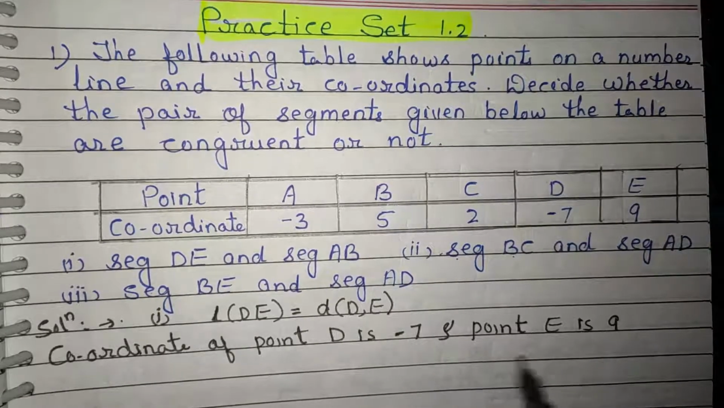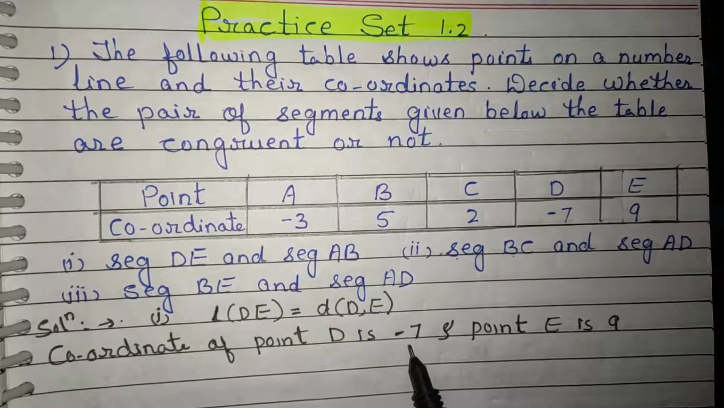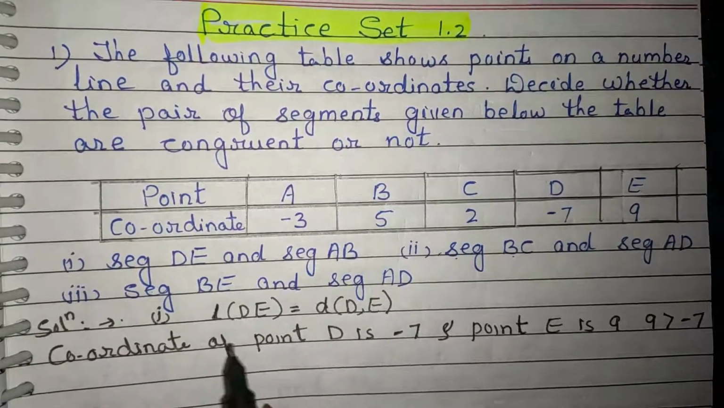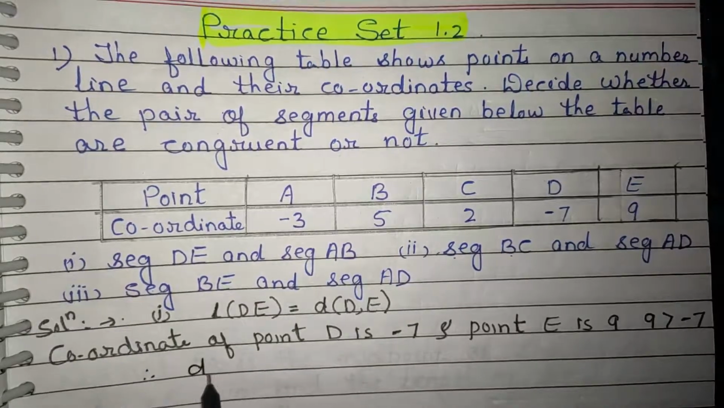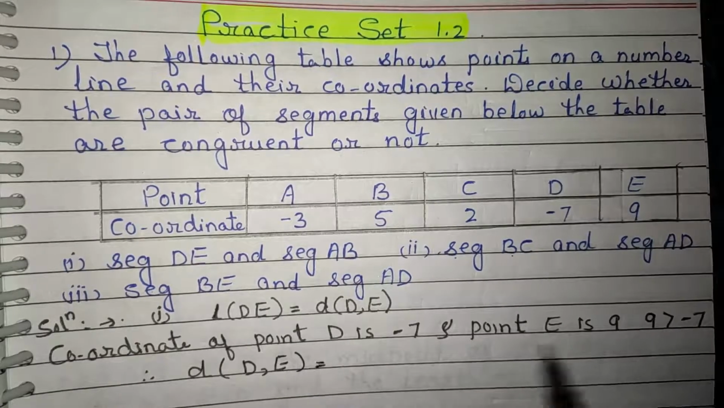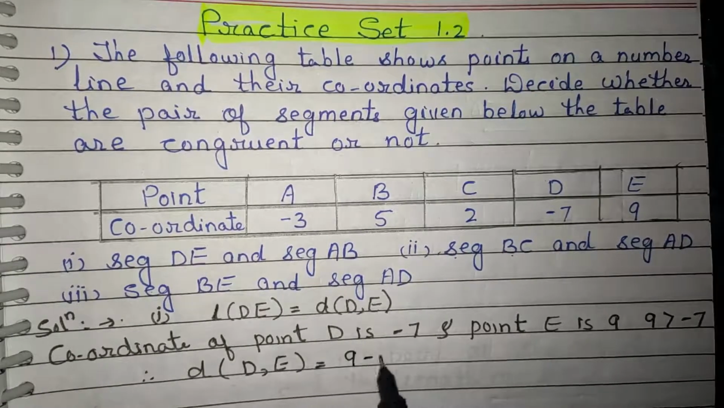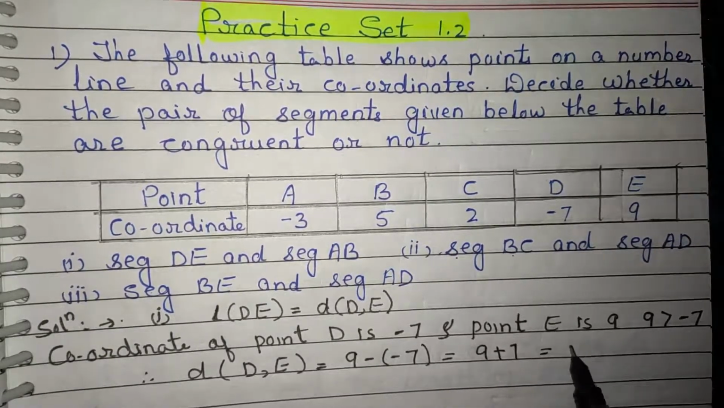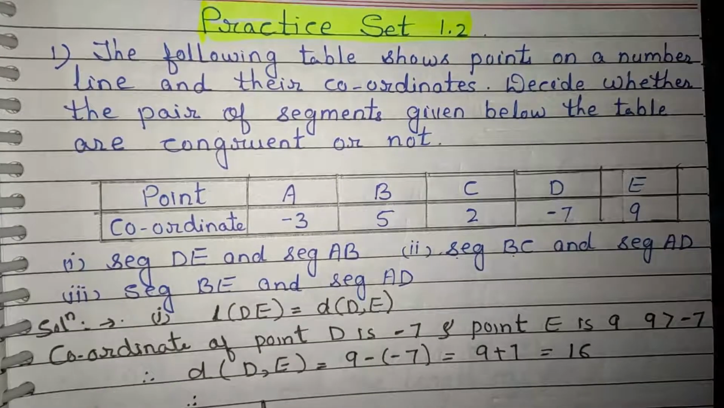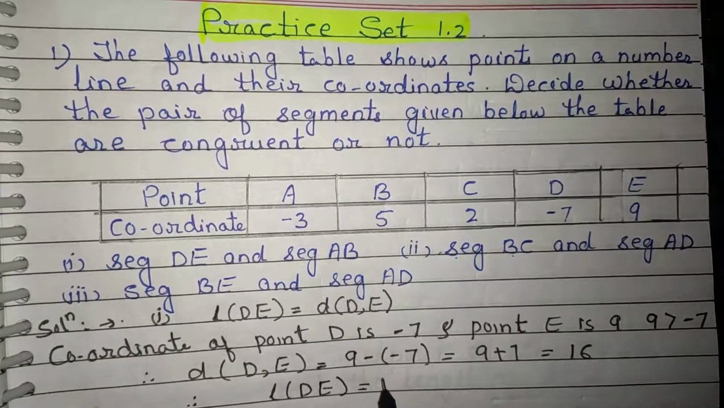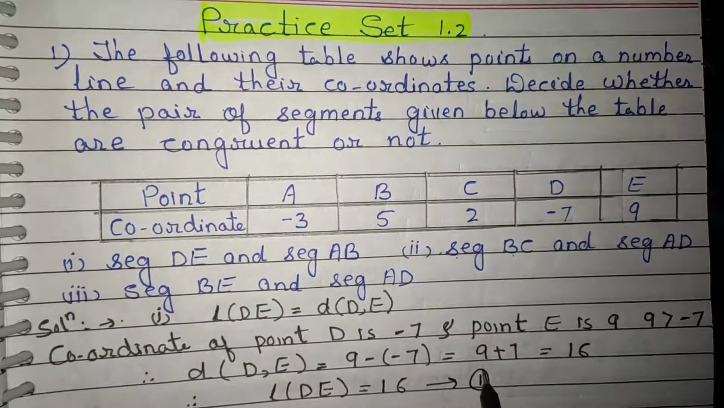Now look here. Which one is largest here? 9 is greater than -7. Therefore, distance between points D, E is equal to 9 minus (-7), which is equal to 9 plus 7, so we get 16. Therefore, it is the value of length DE. Write down here length DE is equal to 16. Give it equation number 1.